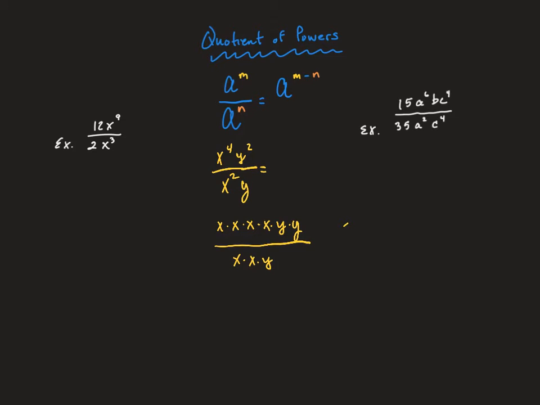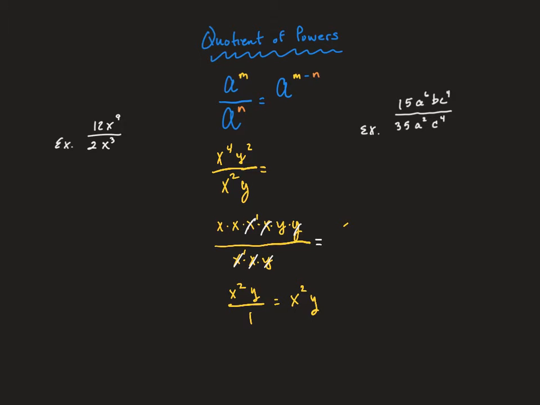And we may have been taught to cancel everything out, because y divided by y is going to give me 1, x divided by x is going to give me 1, and x divided by x is going to give me 1. And then when I simplify it, what do I have left? Well, I have x squared y over 1, or just x squared y. What happened is, in the quotient rule, we were actually subtracting. This was x to the first minus x to the first, which gave me x to the 0 power, which is 1.